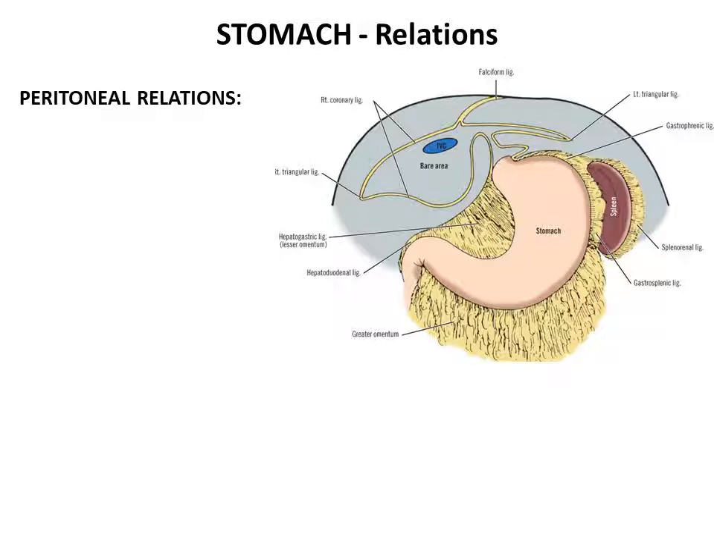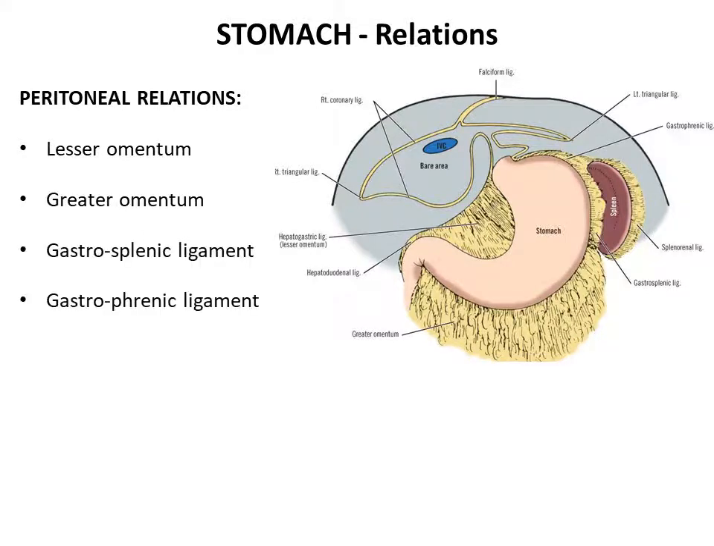The relations of the stomach can be divided into peritoneal relations and visceral relations. The peritoneal relations are: along the lesser curvature is the lesser omentum, and attached to the greater curvature are the greater omentum and the gastrosplenic and gastrophrenic ligaments. The stomach is lined by peritoneum on both surfaces except for a small part of the posterior surface of the stomach near the cardiac orifice. This area is called the bare area of the stomach as it is not covered by peritoneum and lies in direct contact with the left crus of the diaphragm.